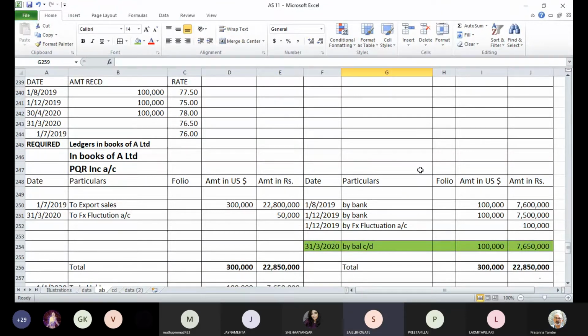76 है ना सर? We are talking of an exporter. An exporter has realized the amount where the rate of exchange was on a higher side on 30th April, 78 rupees per dollar. Will he gain or will he lose? Gain, sir. It will be a gain.